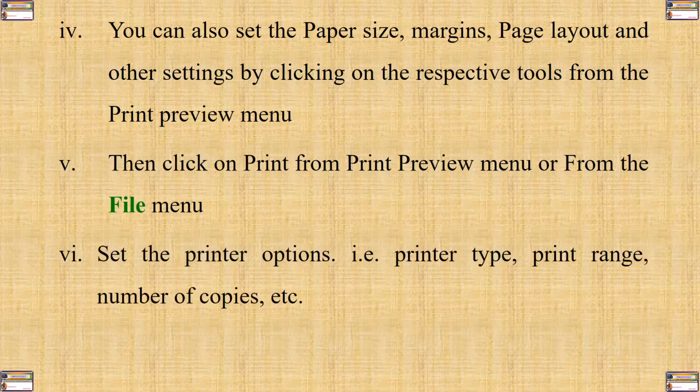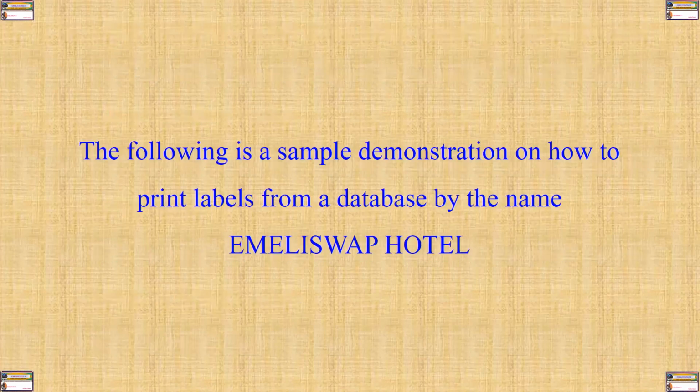Then set the printer options, printer type, print range, and number of copies. Then you click OK to print. So the following is a sample demonstration on how to print labels from the database by the name MLSWAP Hotel.